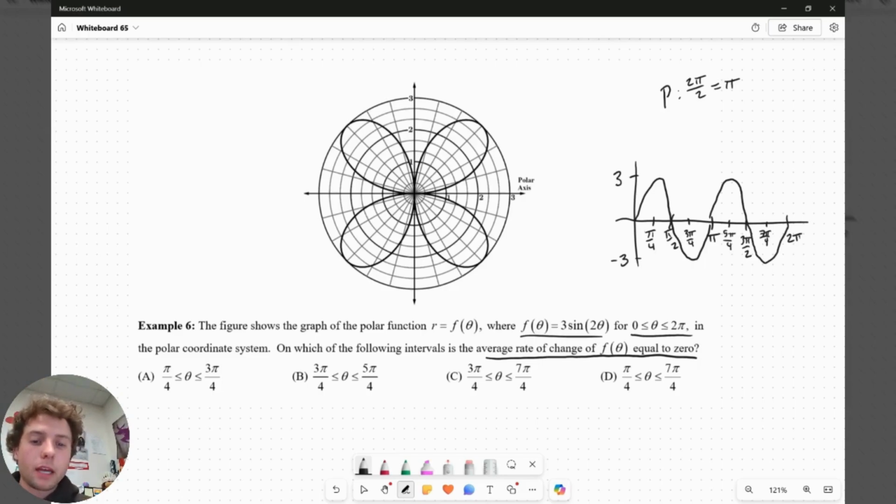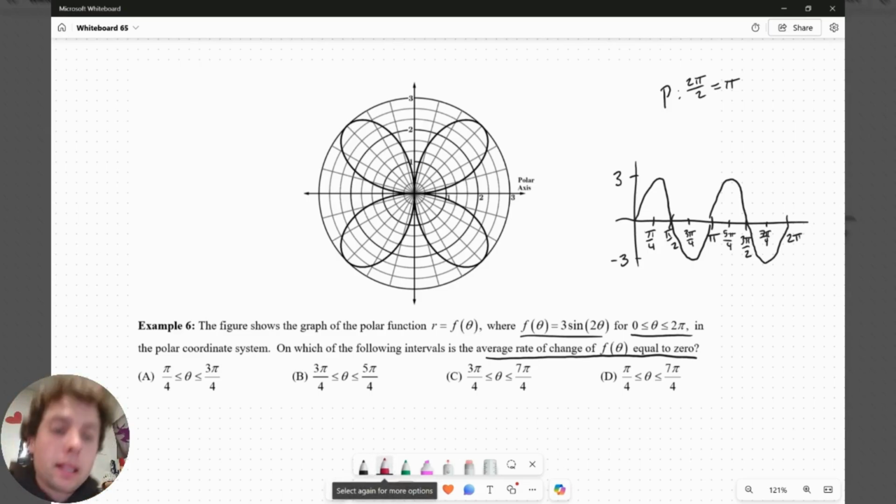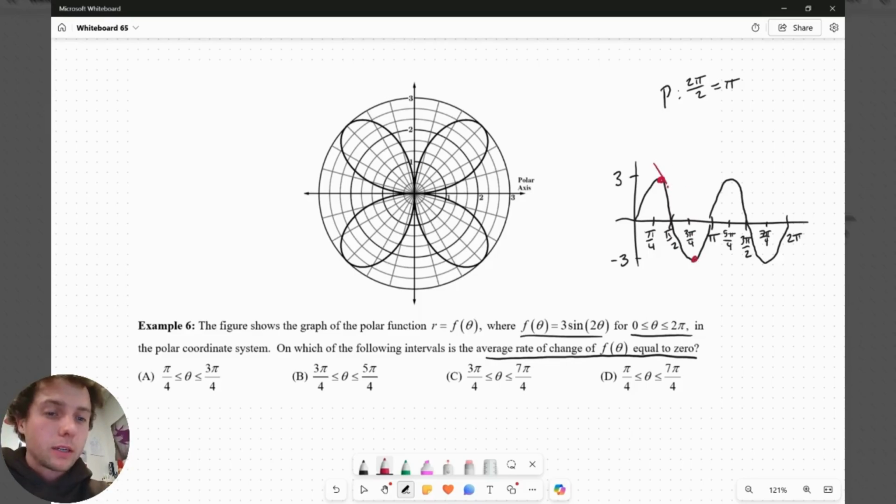Okay, well from there then, we want to know which of the intervals has a rate of change equal to 0. Which of them could we connect with a line and that line is flat? Well, pi fourths is up here, 3 pi fourths is down here. That rate of change looks negative. That does not work. Answer B, 3 pi fourths to 5 pi fourths, here to here then.